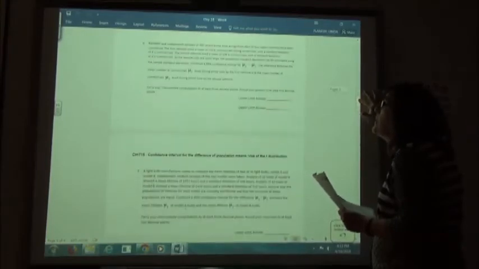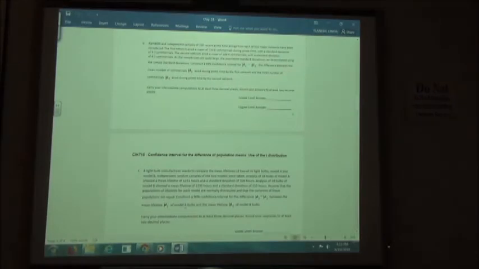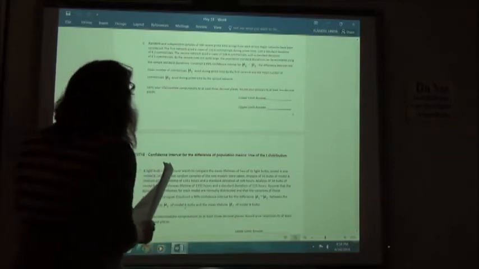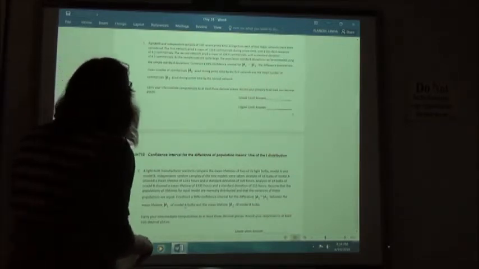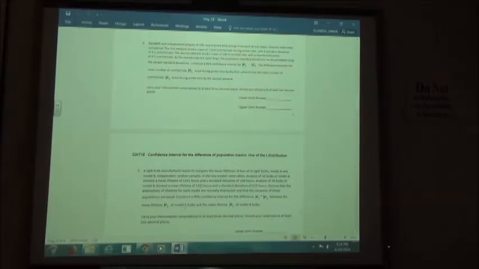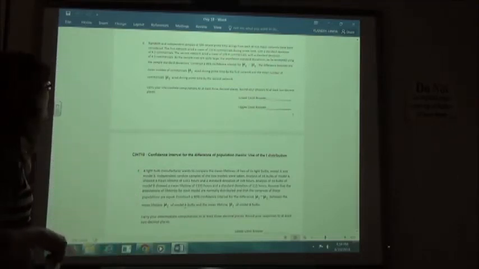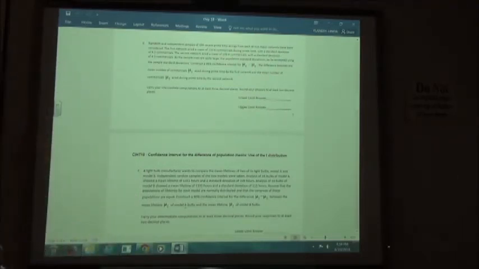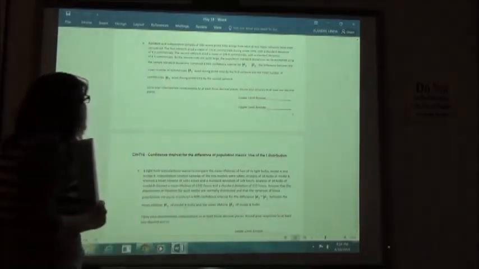All right, number 6. Random and independent samples of 100 recent primetime airings from each of the 2 major networks have been considered. The first network aired a mean of 110.6 commercials during prime time with a standard deviation of 4.3. The second one aired a mean of 109.4 commercials with a standard deviation of 4.3. As the sample sizes are quite large, the population standard deviation can be estimated by the sample standard deviation. Construct a 95% confidence interval for the mean difference.